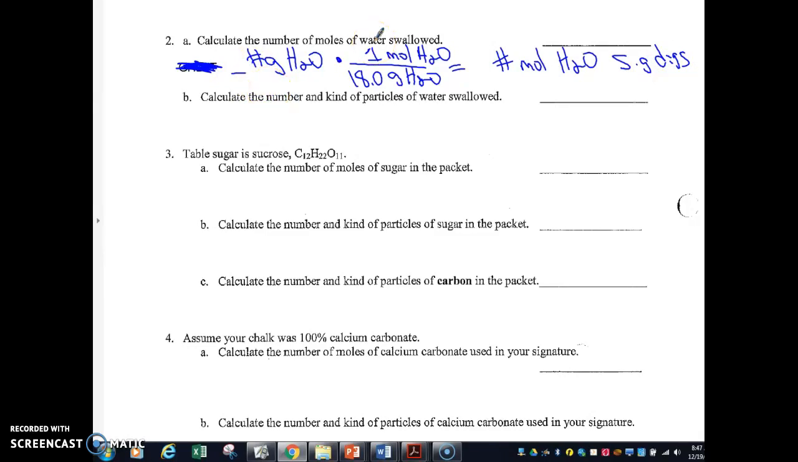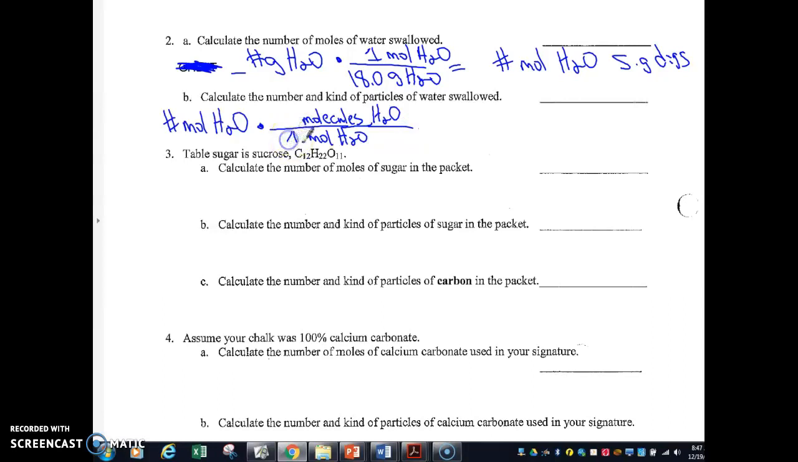Now it says calculate the number and kind of particles. Now the kinds of particles, it's just nomenclature here. We're not going to work with atoms anymore since we're talking about a molecule or a covalently bonded water molecule. Really the kind of particles are just going to be molecules, but we end up having the same idea. You start off with the number of moles of H2O that you got from the previous step. So moles of H2O is going to go in the bottom. We're going to put molecules of H2O up top.